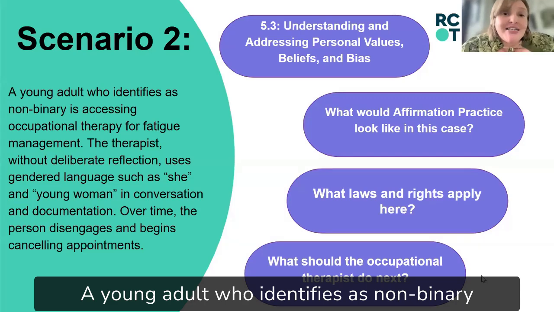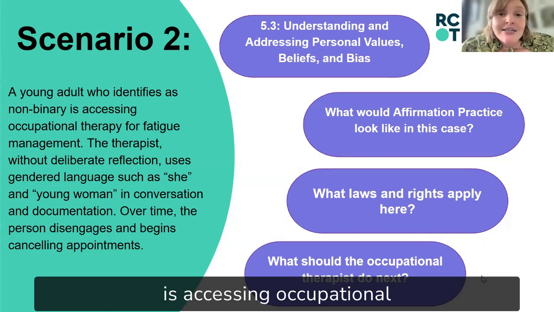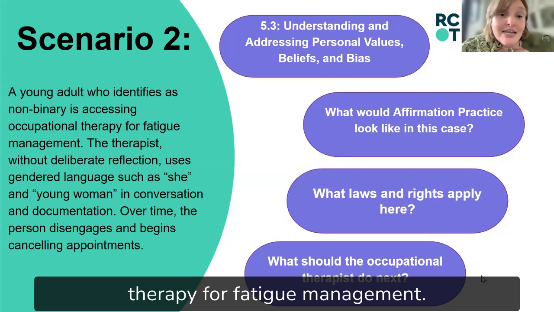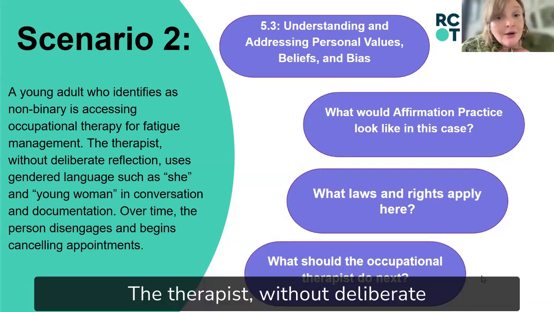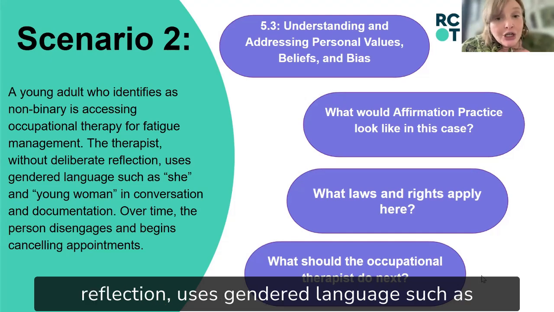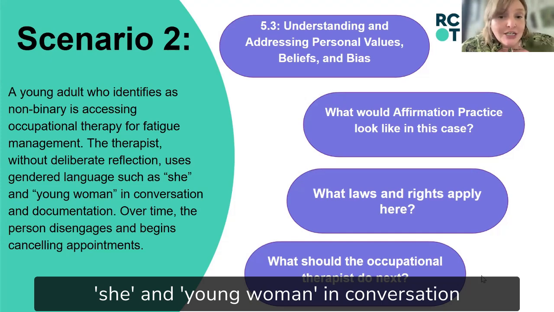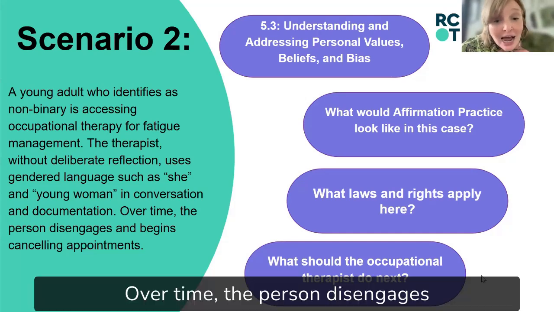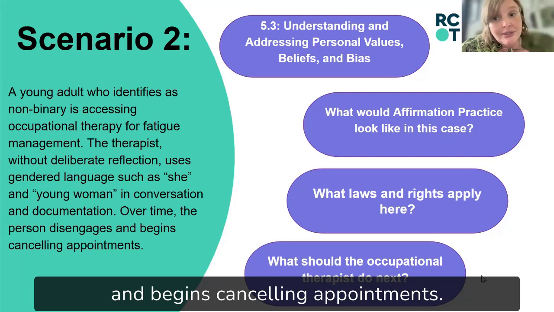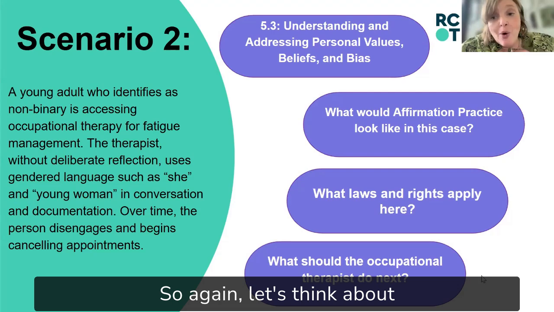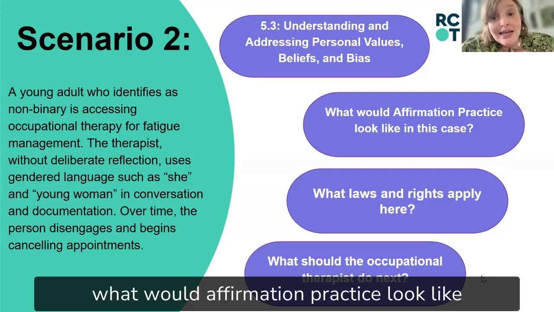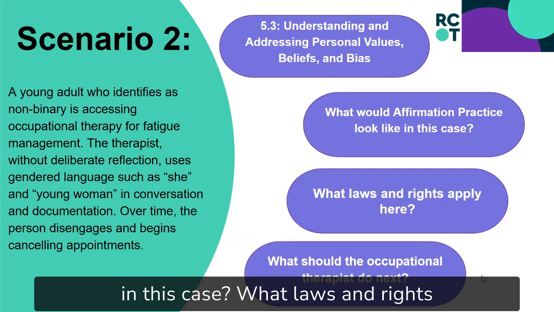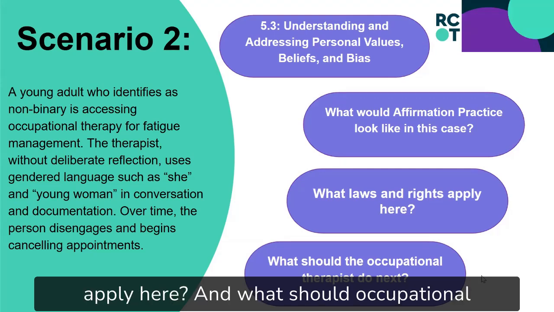Okay, so scenario 2. A young adult who identifies as non-binary is accessing occupational therapy for fatigue management. The therapist, without deliberate reflection, uses gendered language such as she and young woman in conversation and, importantly, in the documentation. Over time, the person disengages and begins cancelling appointments. So again, let's think about what affirmation practice would look like in this case. What laws and rights apply here? And what should the occupational therapist do next?